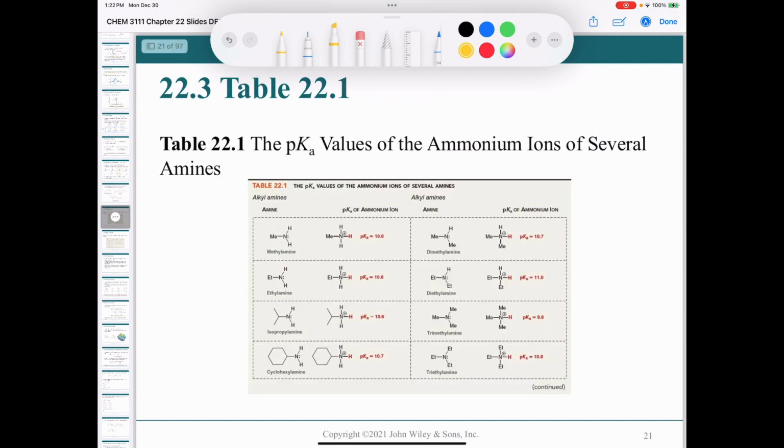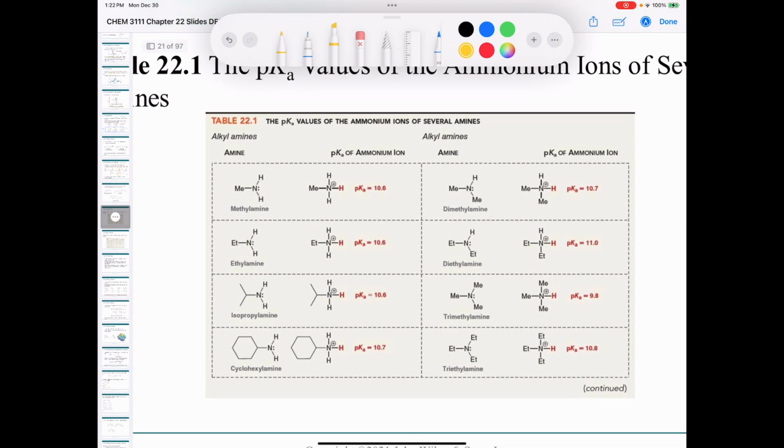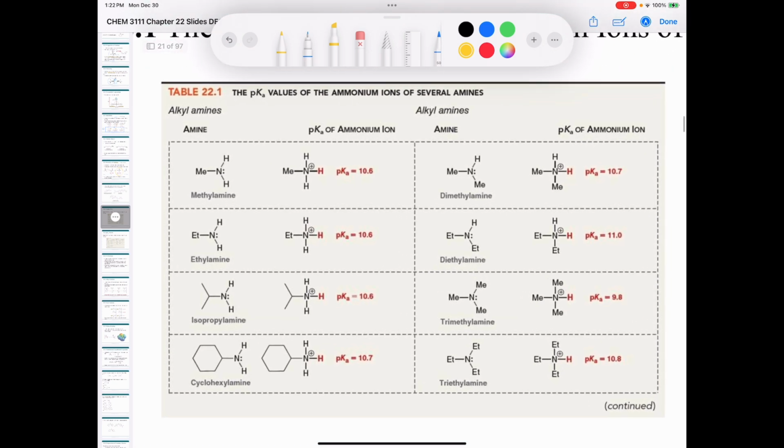Table 22.1 shows us the pKa values of ammonium ions of several amines. And if we just take a quick peek at this here, you can probably notice some trends right away. If you look at methylamine, then you look at the methylammonium ion, we have a pKa of around 10.6. Well, the triethylammonium ion had a pKa of what? It was like 10.76. So you see they're both in the same neighborhood.